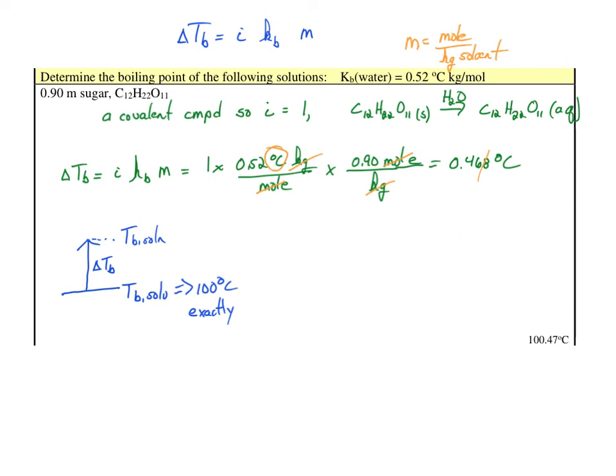So we add our delta Tb to our boiling point, and we end up with the boiling point of our solution. And here we have our final answer. We've added our delta Tb to the boiling point of the pure solvent, and we now have the boiling point of the solution. So the solution boils at just a little bit higher temperature than the pure solvent.